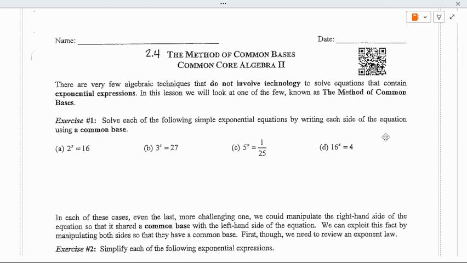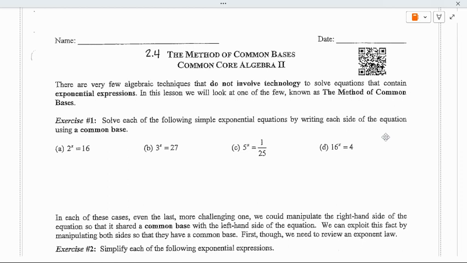Thank you. You're welcome. The only way that we can solve these is if we have a common base. So let's look at our first example. 1a, it says solve each of the following simple exponential equations by writing each side of the equation with a common base. So I want you guys to look at your power chart.